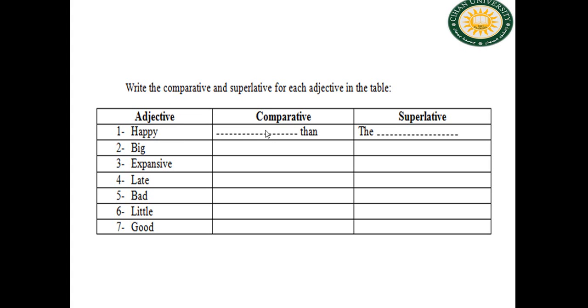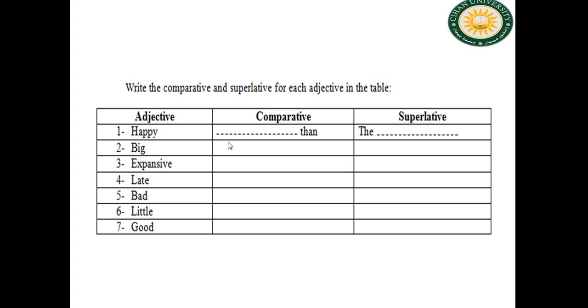What is the comparative of happy? This ends in Y, so you should change Y to I and then add ER, so it will be happier than, or the happiest. So you change Y to I and then add EST.